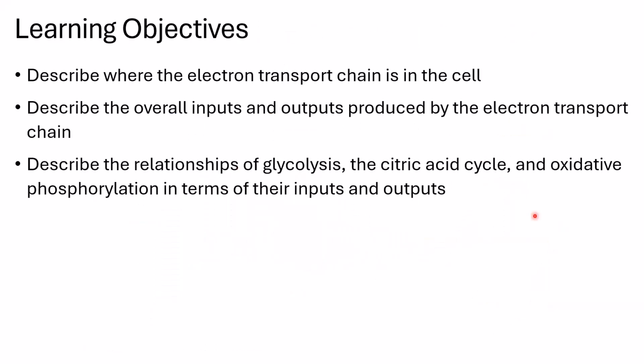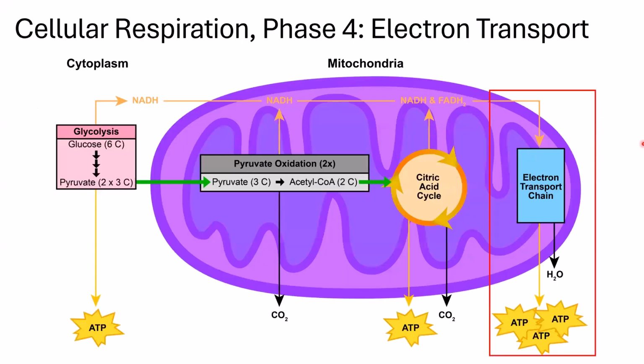Our learning objectives for this video are to describe where the electron transport chain takes place in the cell, describe its overall inputs and outputs, and understand the relationship between all the different phases of cellular respiration. We are now in the last phase of cellular respiration, the electron transport chain.